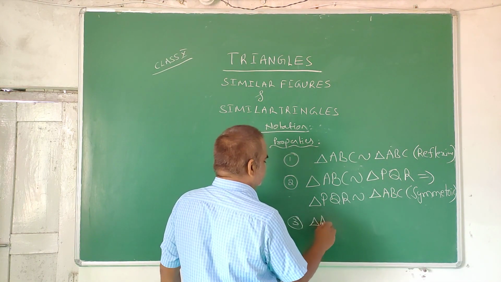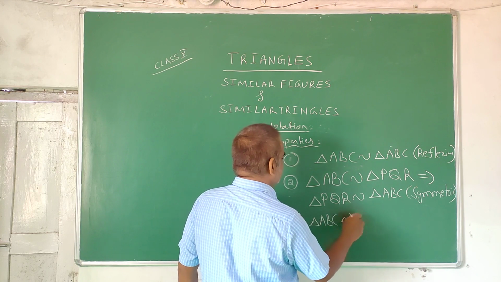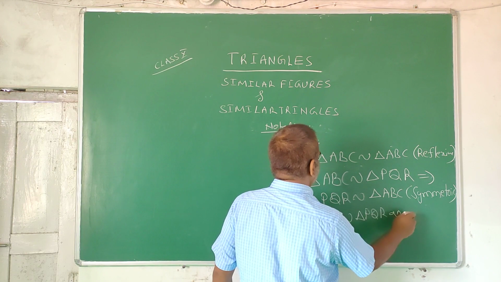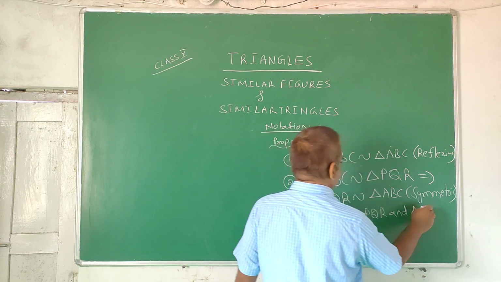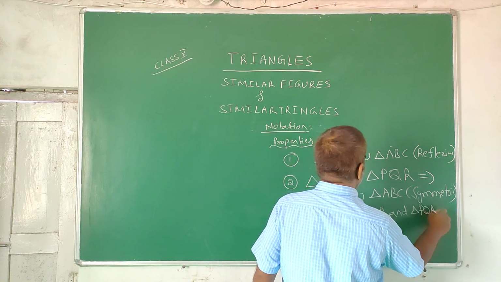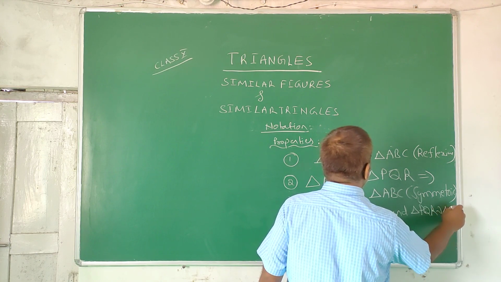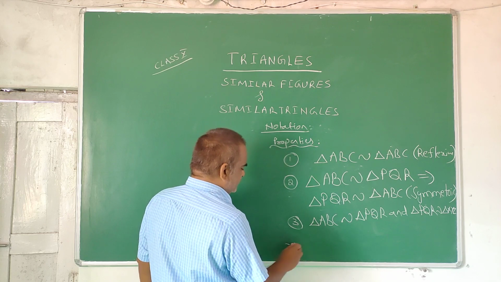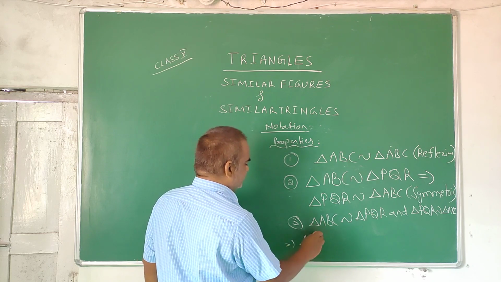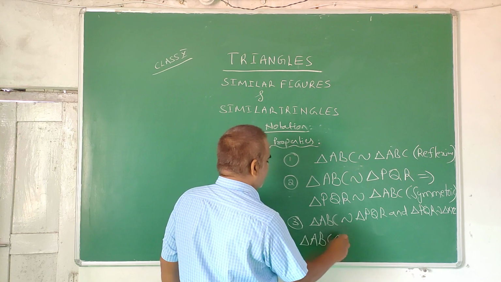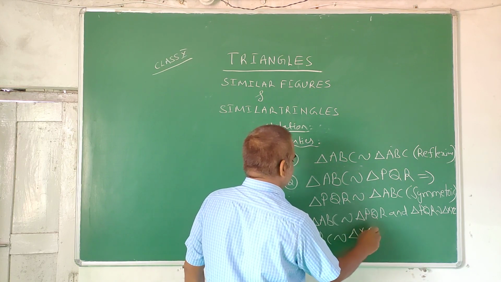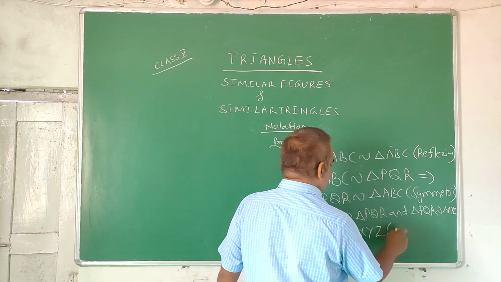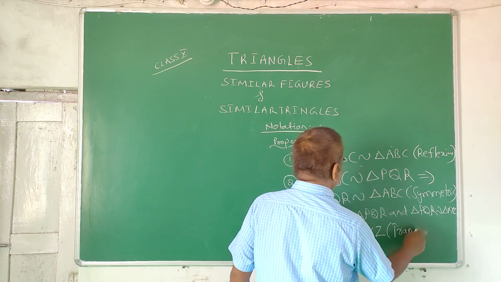And third, if triangle ABC is similar to triangle PQR, and triangle PQR is similar to triangle XYZ, then triangle ABC is similar to triangle XYZ. This is called the transitive property.